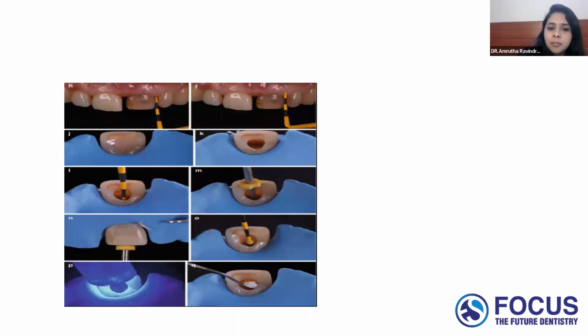You place the bleaching material inside and use a heating instrument to heat it, so that it accelerates the bleaching process. But again, this thermocatalytic method is not advised nowadays because of high risk of cervical resorption.